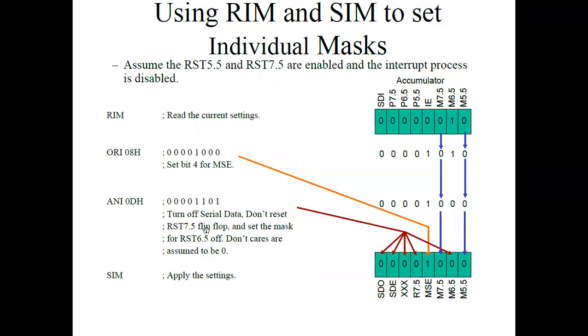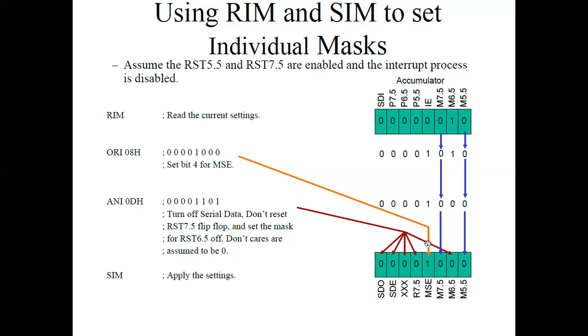And after that we are ORing that particular 0DH with the content of the accumulator. So why are we doing this? We are assuming that RST 5.5 and 7.5 are enabled. So these are the situation, but here all these things are available, and correspondingly all the other bits are don't cares and 0. So whatever is already written, that's why we are ORing 0D8 with this particular accumulator content. So that is the new content.